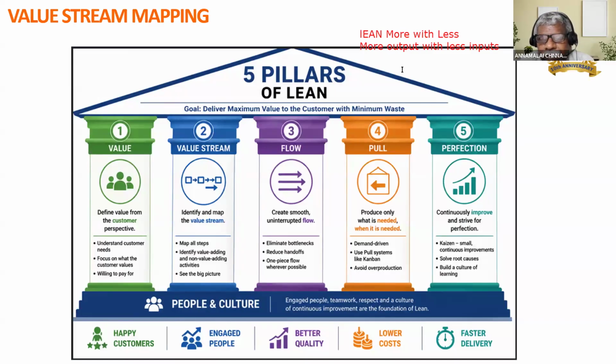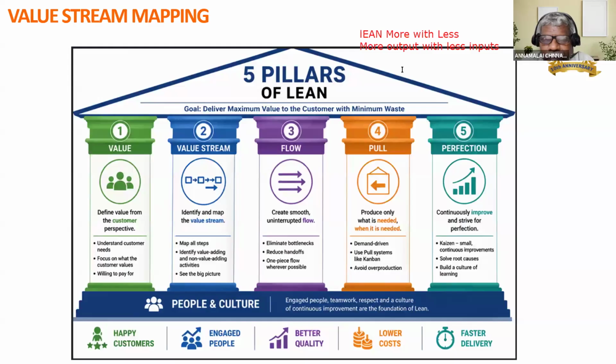So there are 5 stages of lean. First, we'll have to define value from the customer perspective. We should not define the value; the customer should define the value, what he is actually willing to pay for. So that is what the value is.